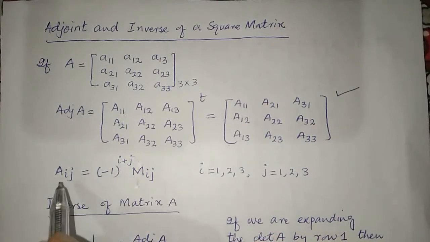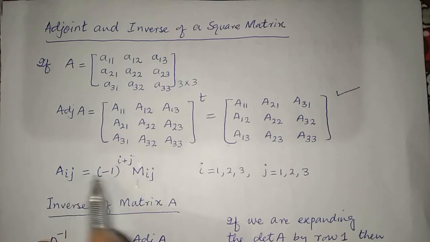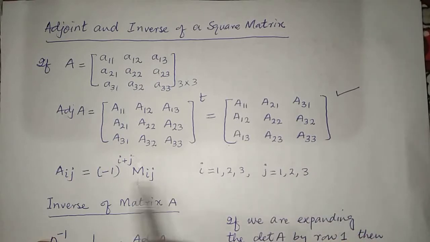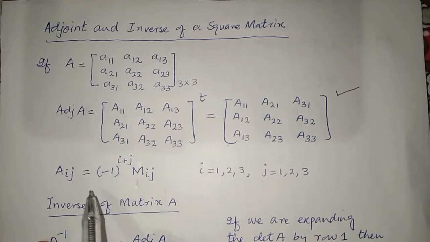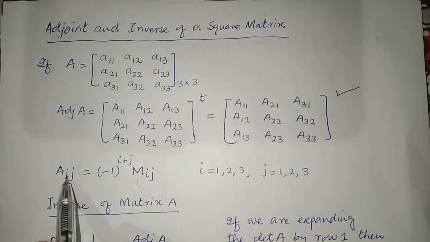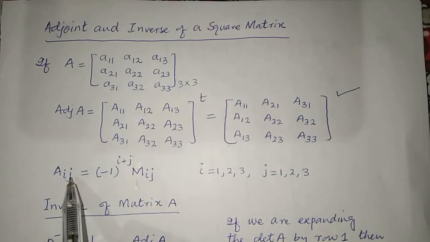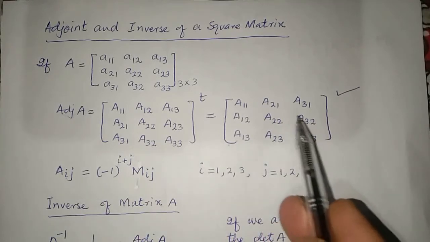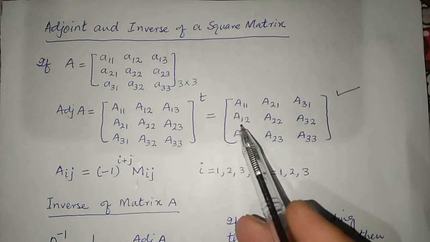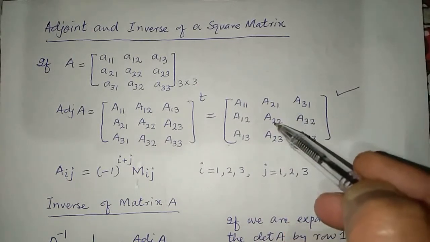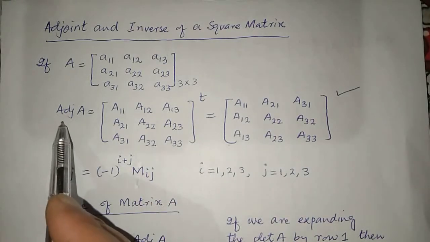So we can put i and j in. For example, taking i equal to 1, we can put j as 1, 2 or 3. If i is equal to 2, then again j can be 1, 2 and 3. Similarly, if i is equal to 3, j can be 1, 2 or 3. So how many cofactors will we get? 9 cofactors. We put these 9 cofactors in this fashion: the first column is A11, A12, A13, the second column A21, A22, A23, and the third column A31, A32, A33, and thus we get the adjoint of A.